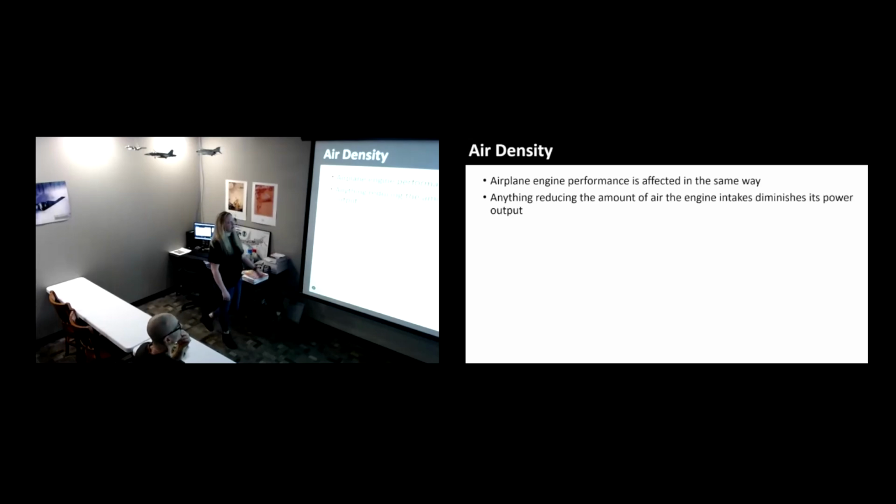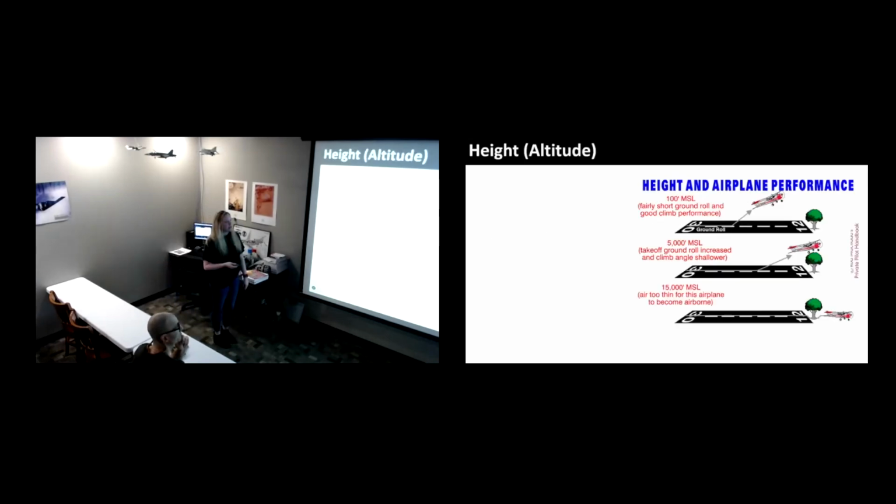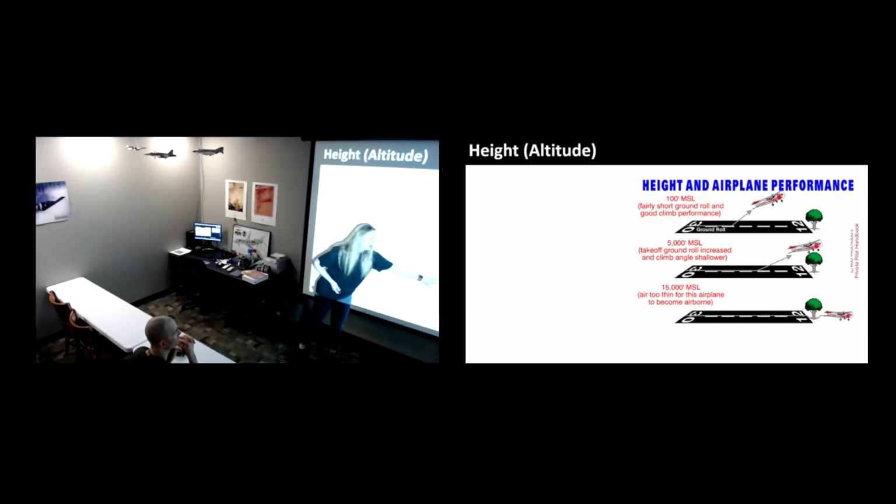Airplane engine performance is affected the same way. Anything reducing the amount of air going into the engine is going to decrease performance. This is an example of, I think I explained it a couple times ago, what's happening when the air is more or less dense on a normal day. So this airplane takes this far to get off the ground. On a slightly hotter day, it takes a little bit longer because the air is less dense. It takes longer for that airplane to produce enough lift to get off the ground. And obviously this airplane never left the ground. And that's pretty much what that one video is showing you, except it's a GoPro in an airplane.